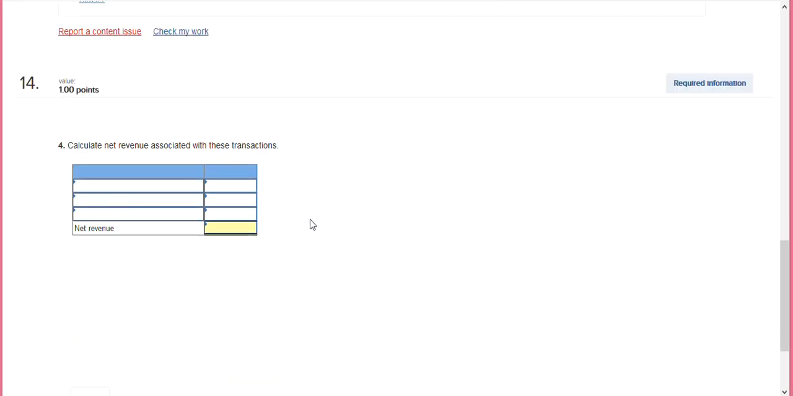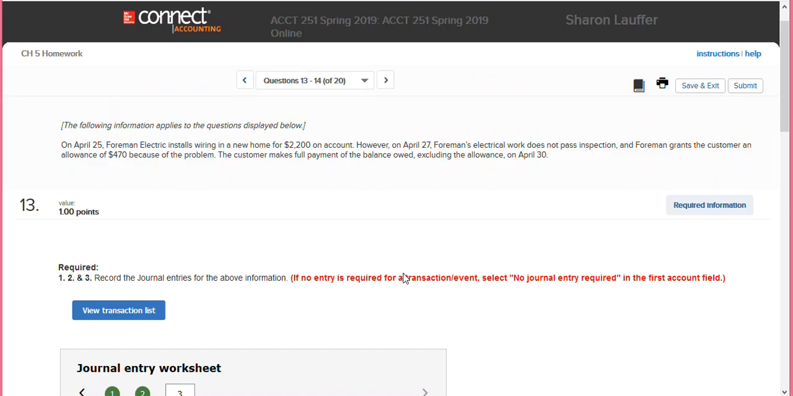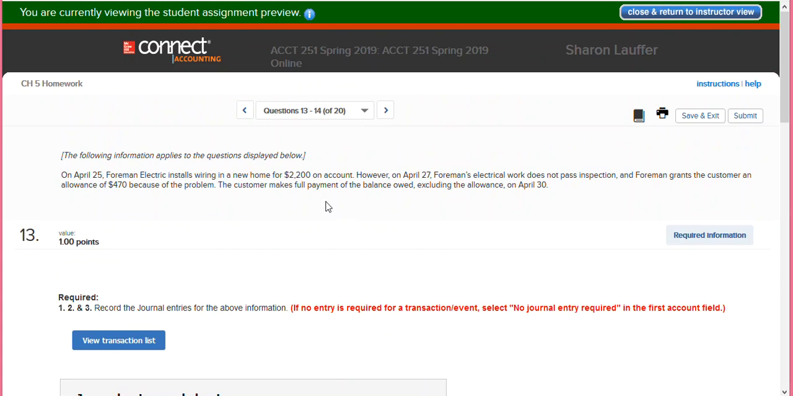And then, let's see. I'm not going to go into number 14, calculate the net revenue, but basically net revenue is their total revenue less your sales returns and allowances. So that should be a pretty good hint for you. Let's go forward a little bit.